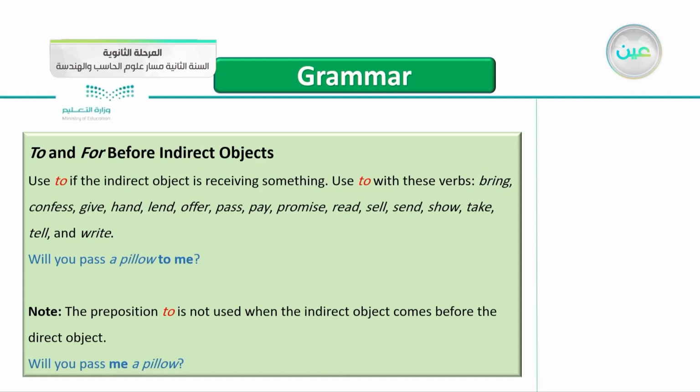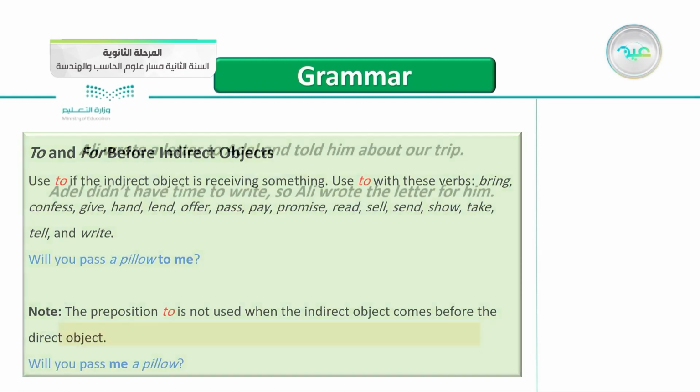Note that the preposition to is not used when the indirect object comes before the direct object. Will you pass me a pillow? We don't put to. There is no to. If the indirect comes before the direct, we don't use the preposition to. Will you pass me? Me, this is the indirect. A pillow, this is the direct. So we don't use to here.